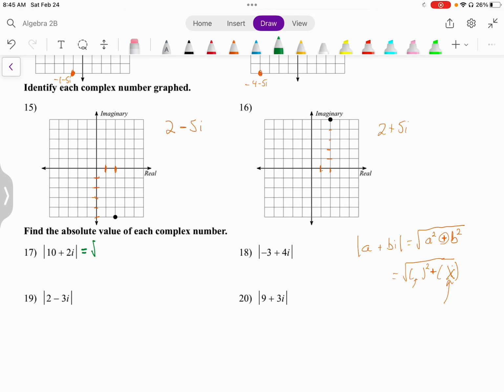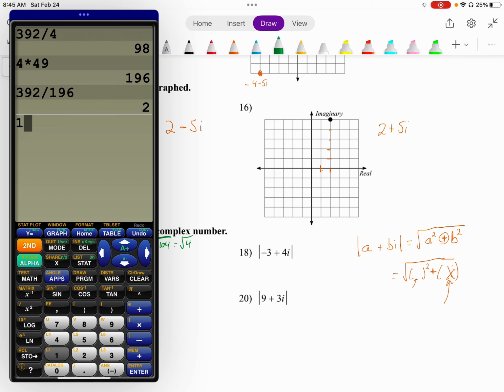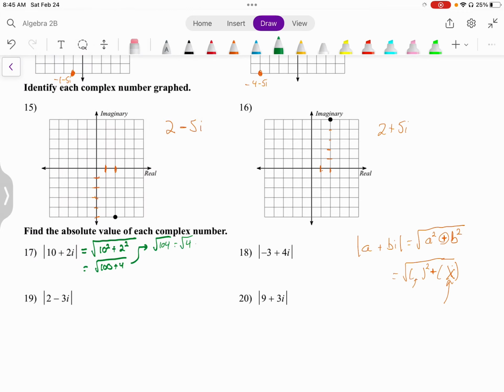So this is simply going to be the square root of 10 squared plus just 2 squared. Don't put the i in there. So this is the square root of 100 plus 4, which is the square root of 104. Now we need to simplify that. I'm recognizing that 4 goes into that number, so we can write this as the square root of 4. And if you need to, you can pull out a calculator. 104 divided by 4 is 26. So the square root of 4 times the square root of 26, which is 2 times the square root of 26.